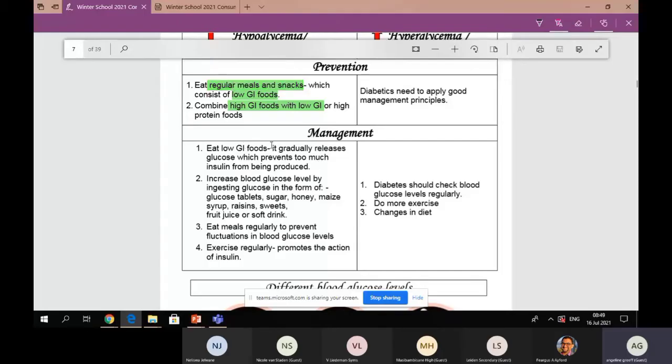And so management is important. How are we going to manage? Eat low GI foods, because we want a gradual release of glucose into the bloodstream, so that we don't have this overproduction of insulin. In cases where the blood sugar level has fallen to a point where people are fainting, not feeling well and dizzy, they can take in something like glucose tablets, sugar, honey, maize syrup, raisins or sweets, something sweet to elevate the blood glucose levels. Eat meals regularly and exercise regularly. It promotes the action of insulin and helps insulin to work better.